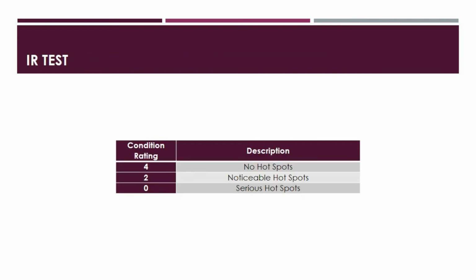Now the seventh category is the IR test, and like before, we only have 3 ratings, which is 4, 2, and 0 respectively. A rating of 4 means that there are no hotspots. A rating of 2 means there are noticeable hotspots, but they do not jeopardize safe ongoing operations. And lastly, for a rating of 0, it means that there are very serious hotspots detected.